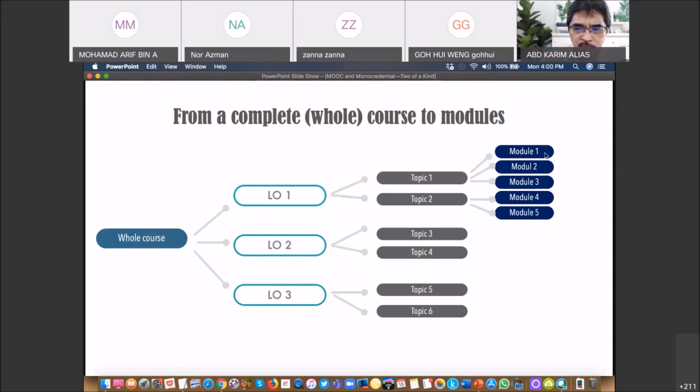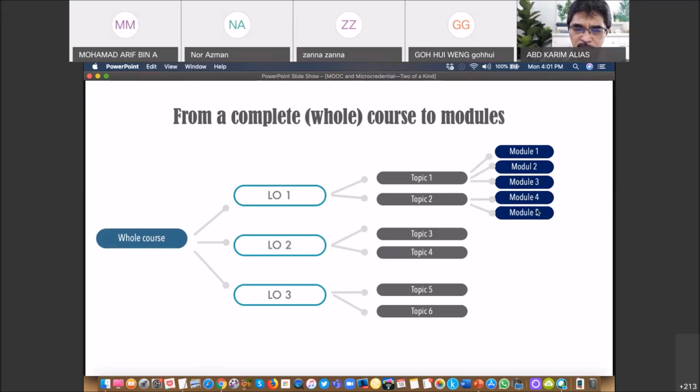And each module is just like a miniature course. You have the title, you have the description, you have the learning outcome, which we call the module learning outcome, and you have a small assessment. When the students have completed the module, they will get a digital badge. So let's say in learning outcome 1, we have 2 topics, and from these 2 topics we have 5 modules. The student will take the modules one by one, and after they complete each, they get a digital badge. When they have completed the 5 modules, they will have 5 digital badges.